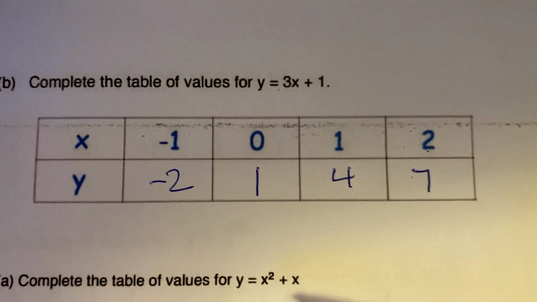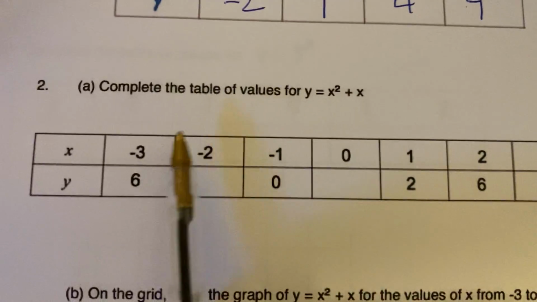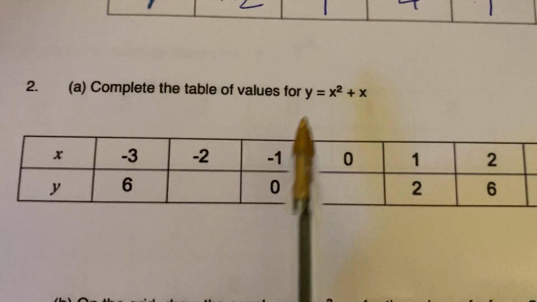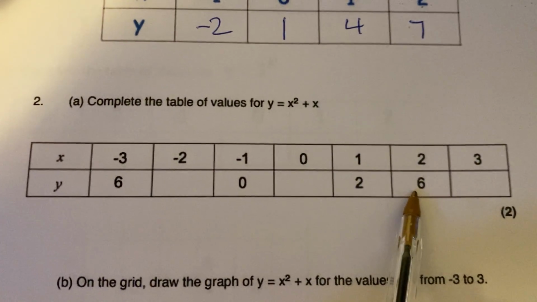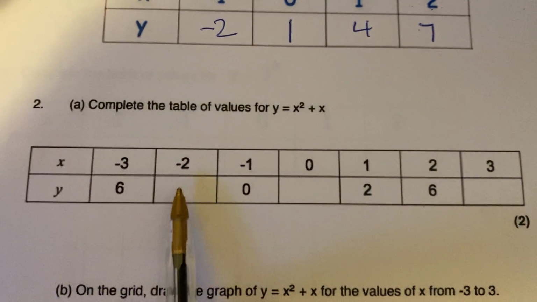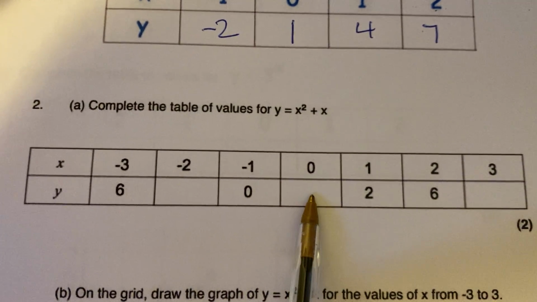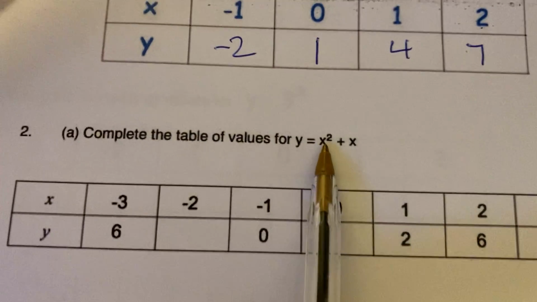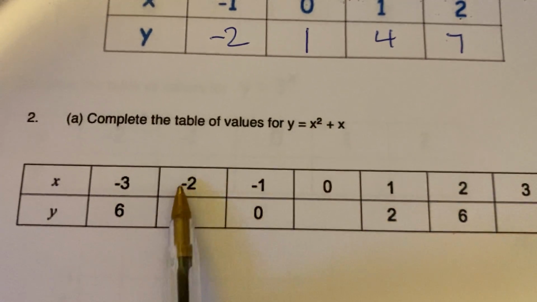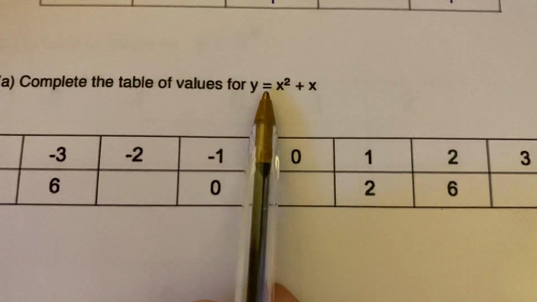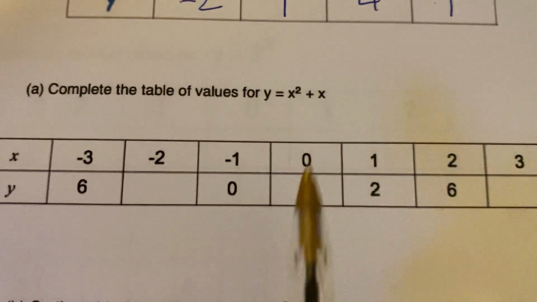Boom. Okay. Now with this one here, a quadratic, I'm expecting to see something symmetrical. Look, 6 and 6. And I reckon that's going to be probably 2, and that could be 0. Okay, because with something with an even power, you're expecting some symmetry going on. Okay, let's put 0 in here. 0 squared is nothing, plus nothing is nothing. There we go.